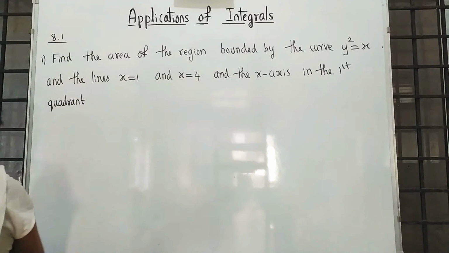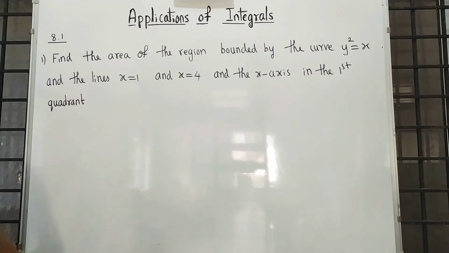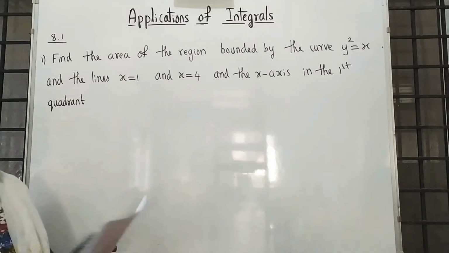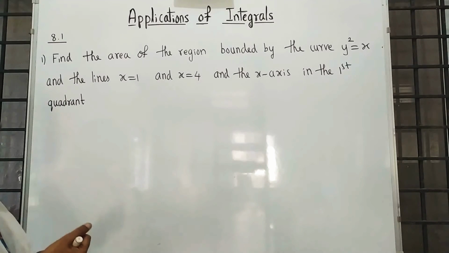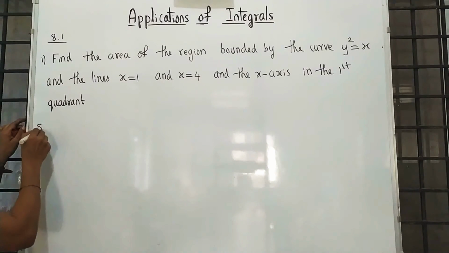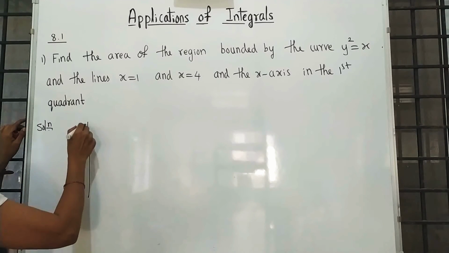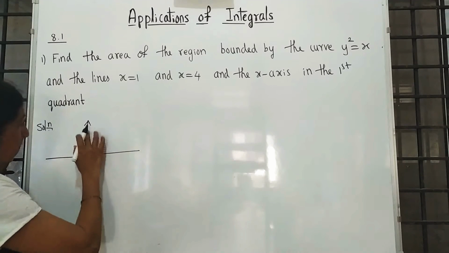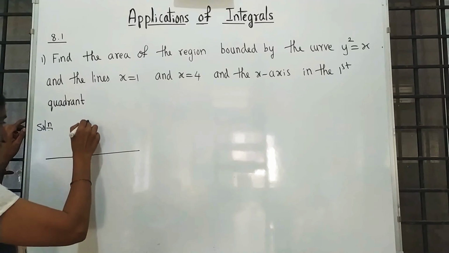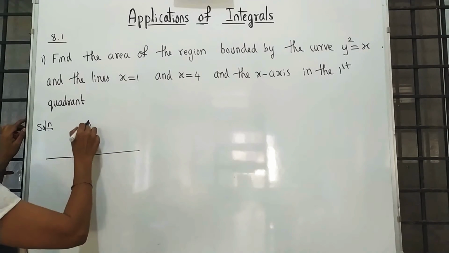Here the sums are very simple if you know that figure and if you know the concept. Y square is equal to 4x, already we are familiar where the parabola opens, how it opens. So without a figure don't solve this. With a figure you will not make any mistakes.